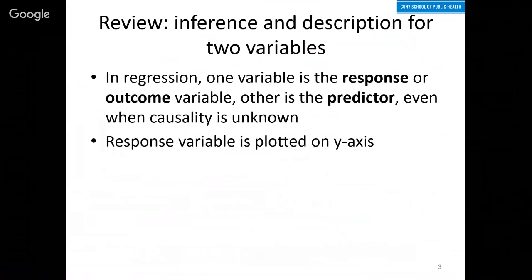So to review, we've covered a number of different bivariate methods and categorized them by what the types of variables are. We are referring often to one variable as the response or outcome variable and another one as the predictor. Even when we don't know what the causality of the two is, it does matter for the purposes of inference. In some cases it doesn't matter, like the chi-squared test.